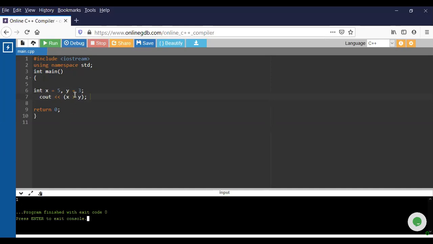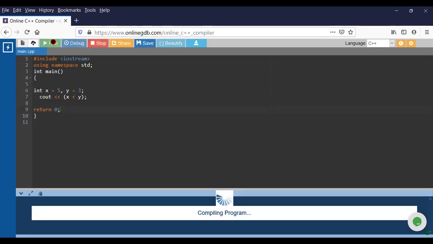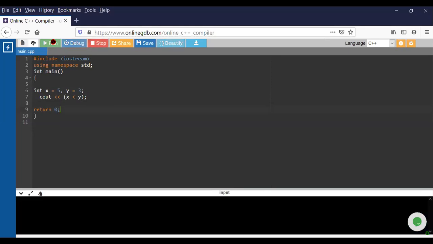Okay, so let's change it. If I put x less than y, the condition is wrong here because 5 is not less than 3. So when you run here, see, it is a 0 because it is a false statement. So you can test for everything, equality and whatever it is. You can test everything here.